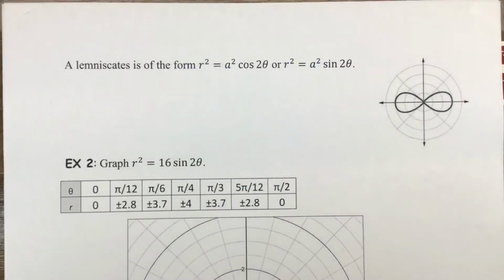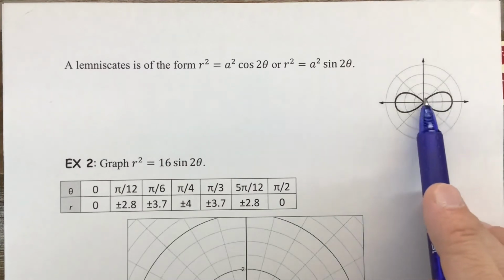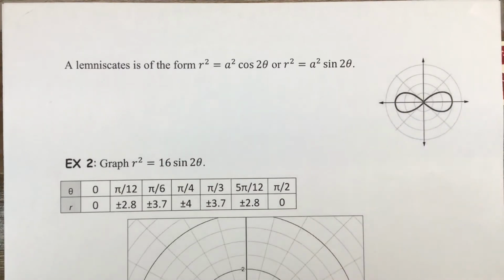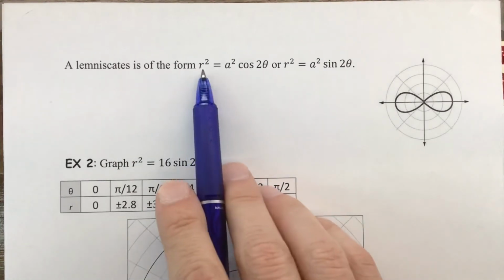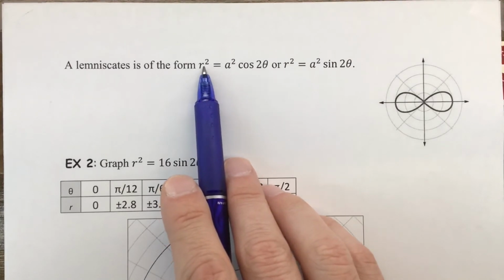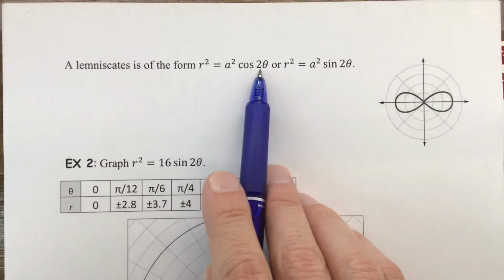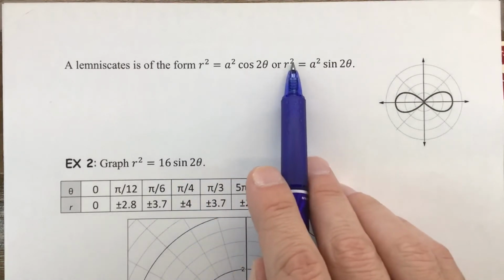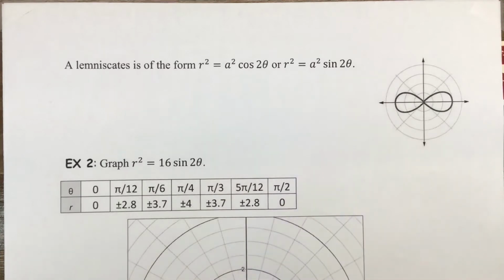All right, the next type of graph we're going to look at is called a lemniscate. Ultimately when it's graphed, it basically is just an infinity symbol, except that the orientation can be a little bit different depending on whether we use a cosine or a sine. All right, the form of the equation is going to start like this, r squared. So that's a little bit different than the others we've looked at. We've got r squared is equal to a squared cosine 2 theta. We could have that, or it could be r squared equals a squared sine 2 theta. And again, the cosine versus the sine is going to be the orientation that we do have.